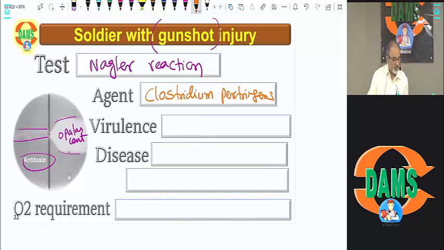Clostridium perfringens. What is the virulent factor for Clostridium perfringens? Main virulent factor: it possesses alpha toxin, which has lecithinase activity. That is what we demonstrate, and this is due to lecithinase. This is alpha toxin. Virulent factor is alpha toxin. Lecithinase activity.